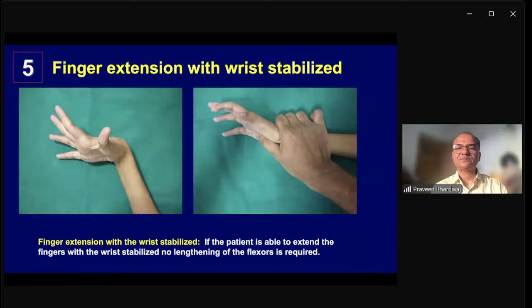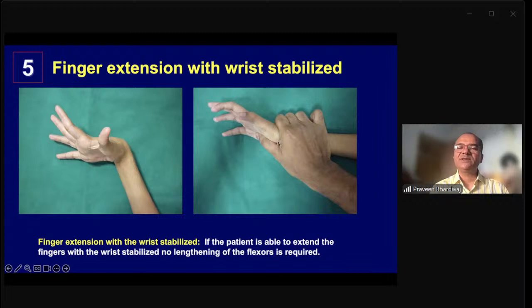The last thing we do is we stabilize the wrist and then ask the patient to extend the fingers. On stabilizing the wrist, if the patient is able to get full extension, that means there is no spasticity of the long flexors. And this patient would not require any fractional lengthening of the long flexors. This is important to know. We should not do fractional lengthening for each and every case, because fractional lengthening does reduce the flexion power and also could result in swan neck deformity in many patients. So whenever it is required, we must do it, yes.